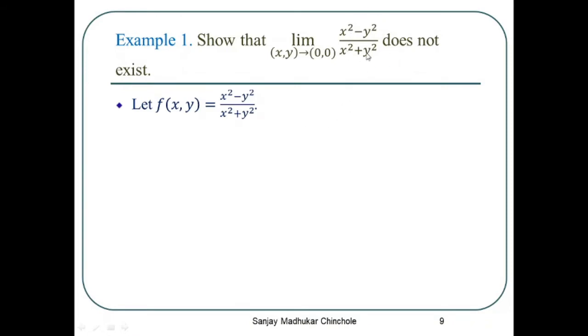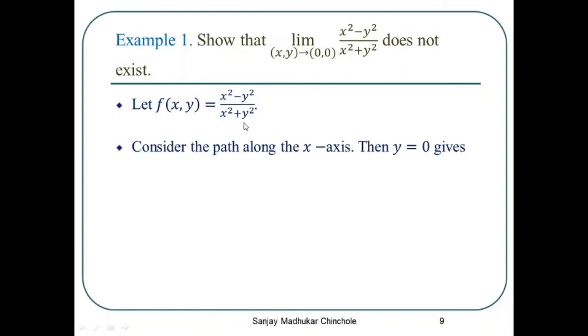First of all, we have to denote this function as f(x, y) equals x squared minus y squared upon x squared plus y squared. See, along the x-axis we have y equal to 0, and therefore along this path, the function becomes f(x, 0) equals x squared minus 0 squared upon x squared plus 0 squared. 0 squared is 0, that's why we get x squared upon x squared equal to 1. That means f(x, 0) is equal to 1 for all x not equal to 0.